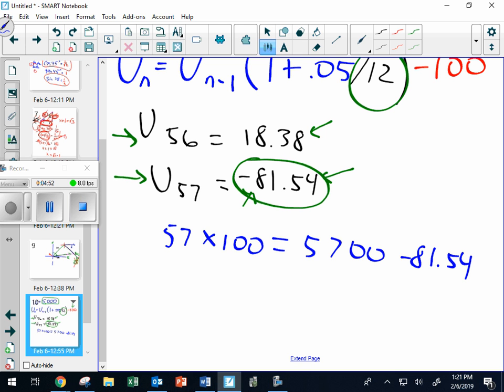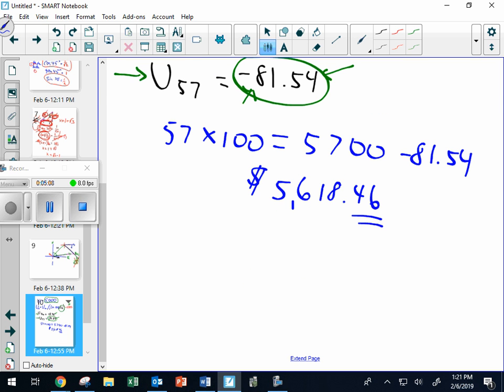PW, what'd you get? 5,618.46. Awesome, and we'll be rounding to pennies every time this unit. So always include those last two decimals. All right. So $5,618.46. What does that mean?